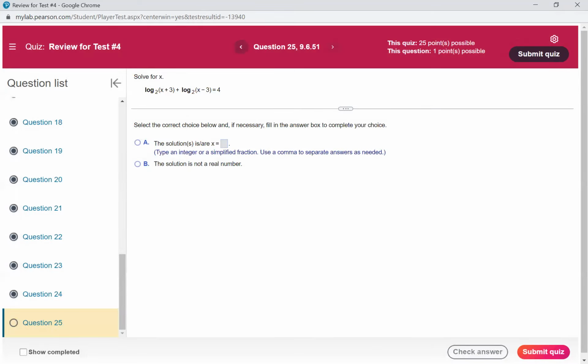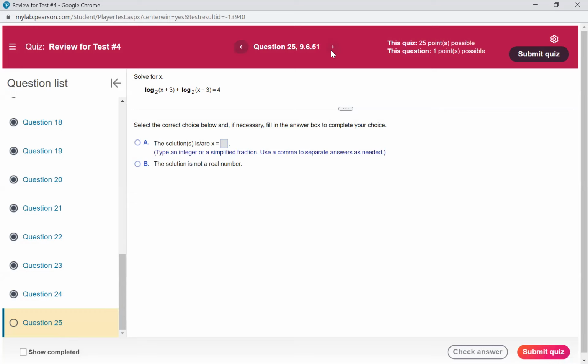All right, y'all, guess what? Last one. And this is similar to what we just did, but it don't have that log on the right side. So let's see what I got here. I got a log base 2 of x plus 3 plus a log base 2 of x minus 3 equals 4.